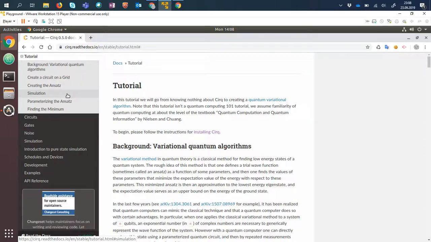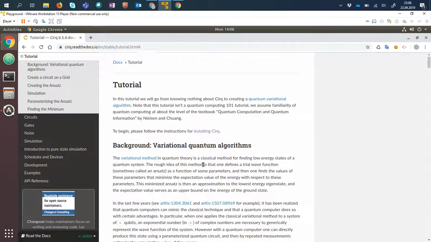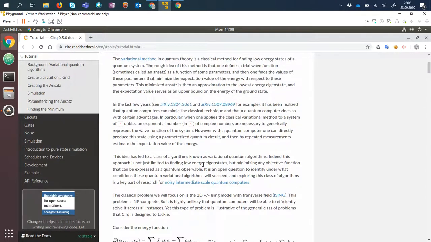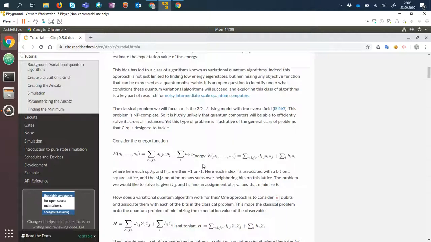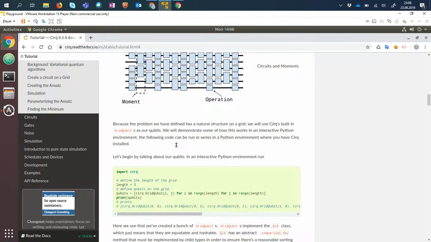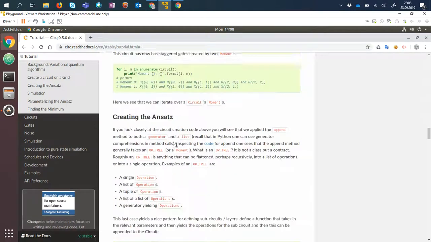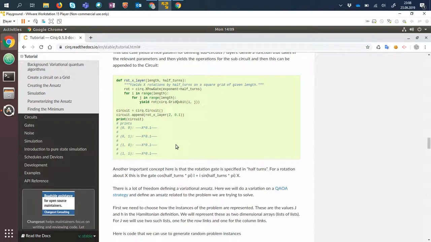And I thought maybe I should go through this, because even though it's not the VQE directly, I kind of realized that it's the same thing, a version of quantum algorithms. I just quickly scanned through these and you see: prepare the ansatz state, make a measurement which samples from some terms in H, etc. And at the same time, I'll learn a little of Cirq. There are some code examples to go through here.